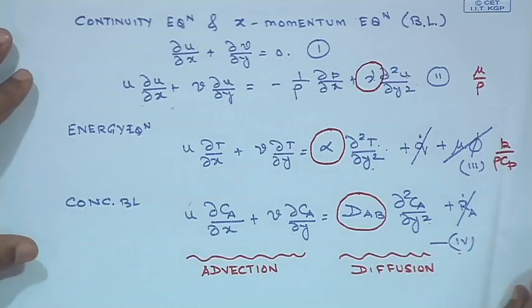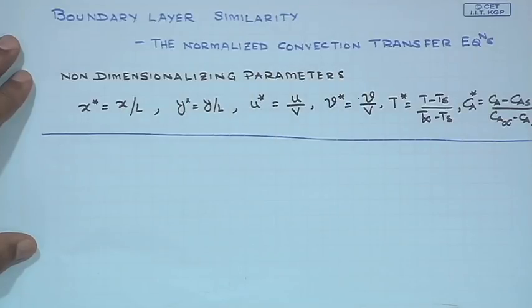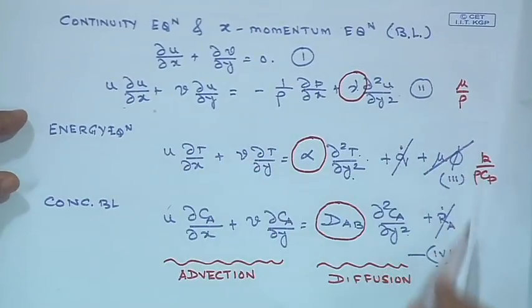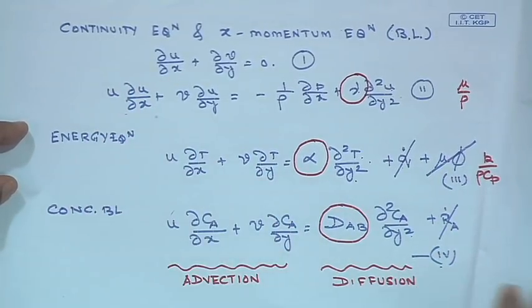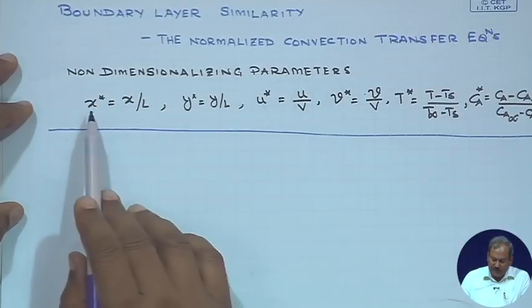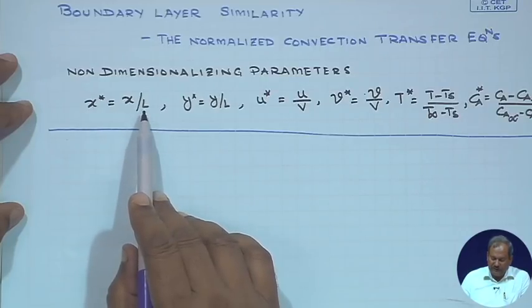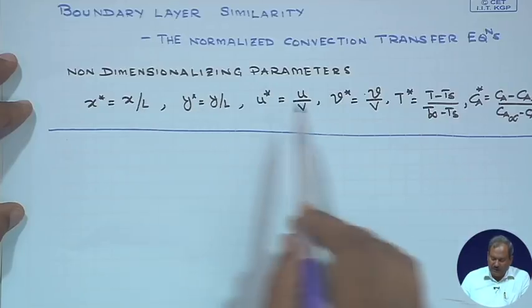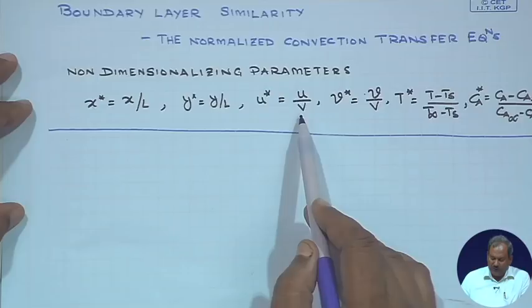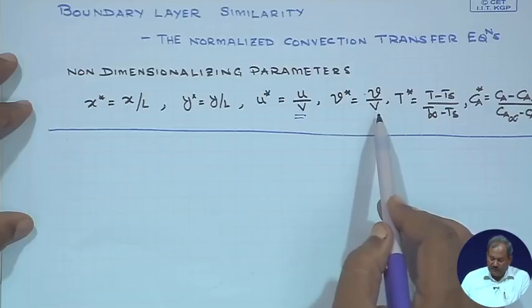So, with this starting point, I think we are now in a position to look at the boundary layer similarity, and in order to do the boundary layer similarity, we are first going to normalize the convection equations that we have written over here. So, you would like to express them in terms of dimensionless forms, and the non-dimensionalizing parameters are x star equals x by L, where L is the length of the plate, the length of the surface, an axial length scale. y star is y by L, u star is u by V, where V is the approach velocity, and v star is similarly defined.